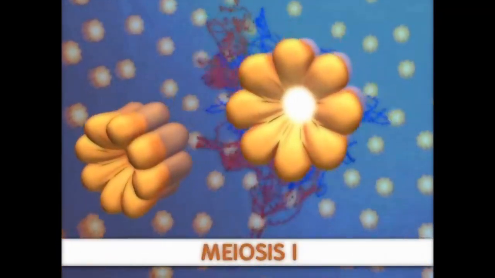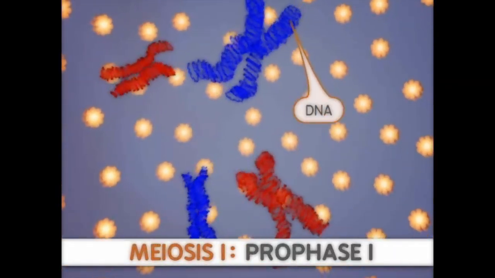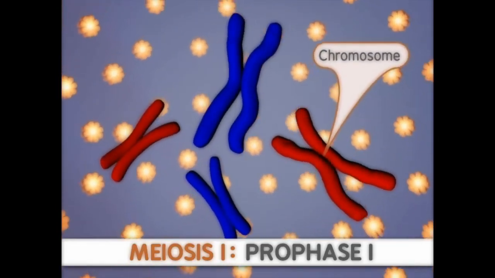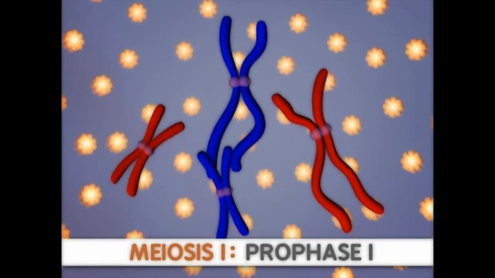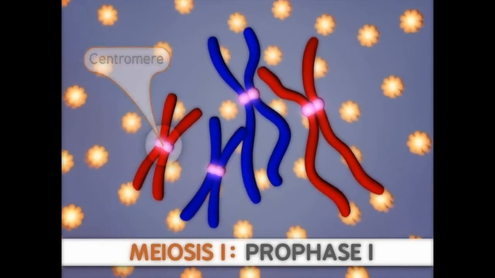Meiosis begins with Prophase I. In this stage, the DNA condenses to form chromosomes. Here we see the duplicated sister chromatids joined together at the centromere. They stay fused at the centromere throughout Meiosis I.